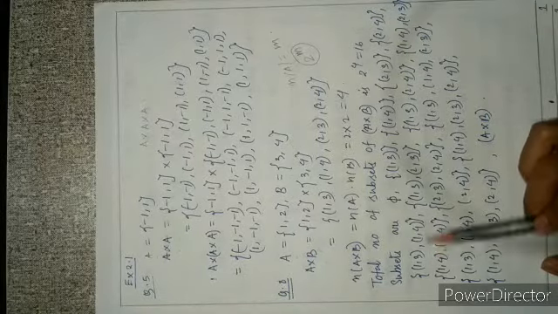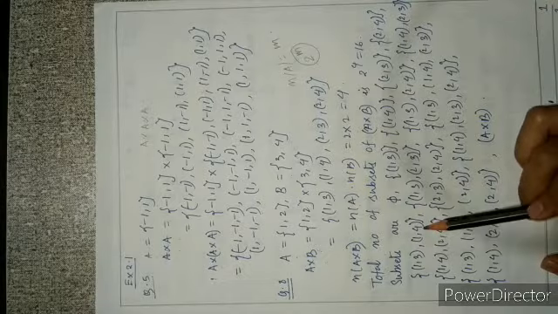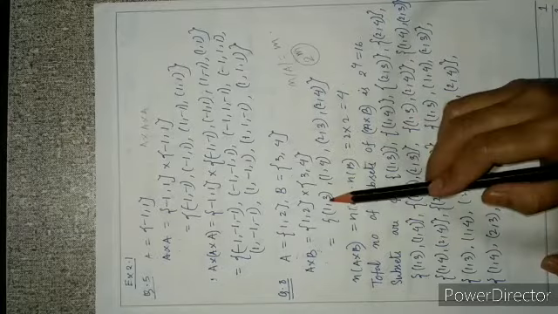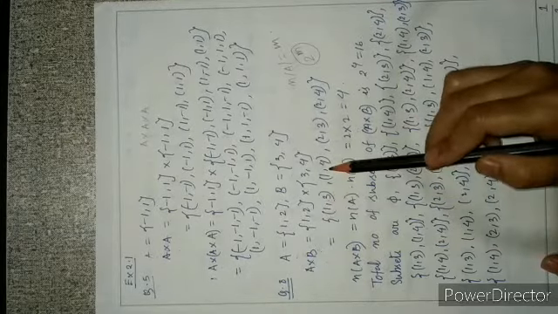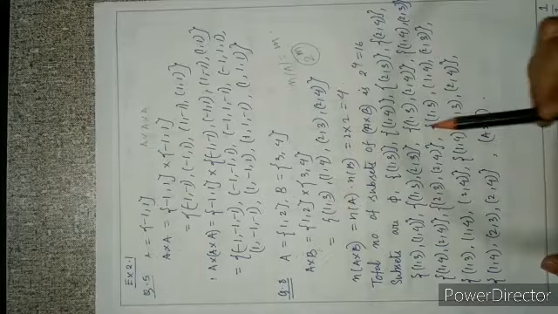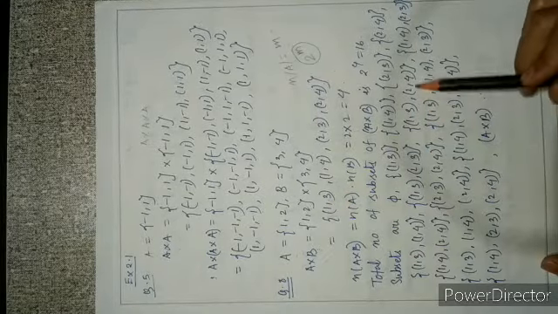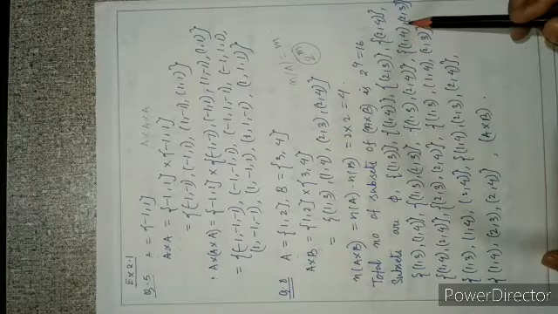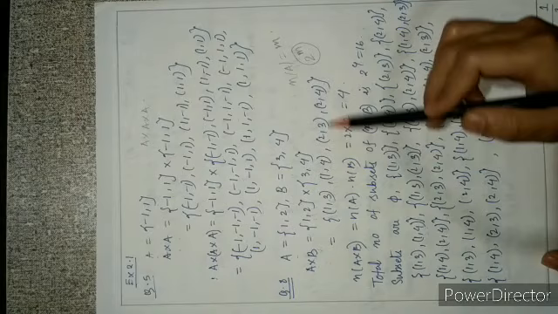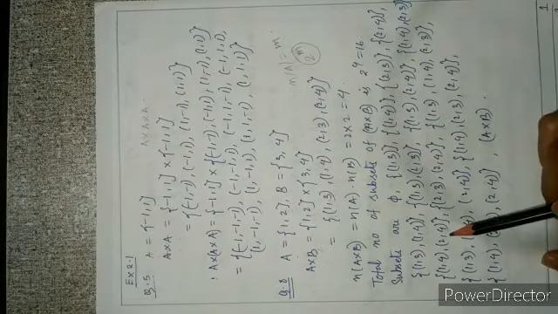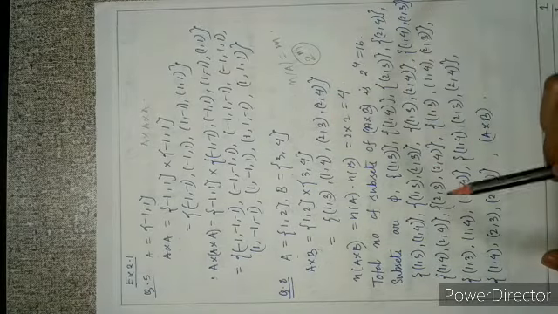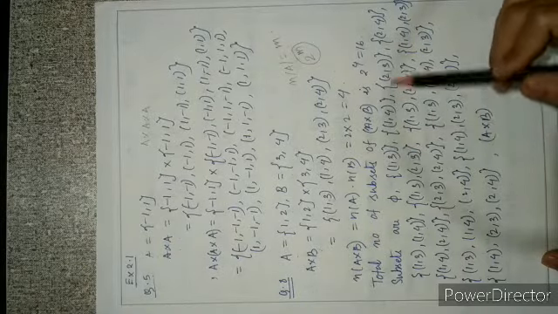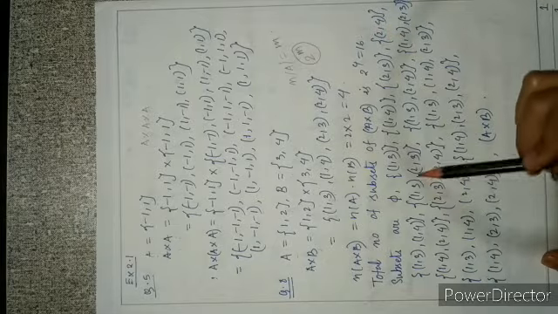Then write all the sets formed by combining any two ordered pairs. Combining first and second, first and third, and first and fourth. Then combining second and the fourth we form this set, and combining third and the last we get this set. Combining two ordered pairs we get these sets.